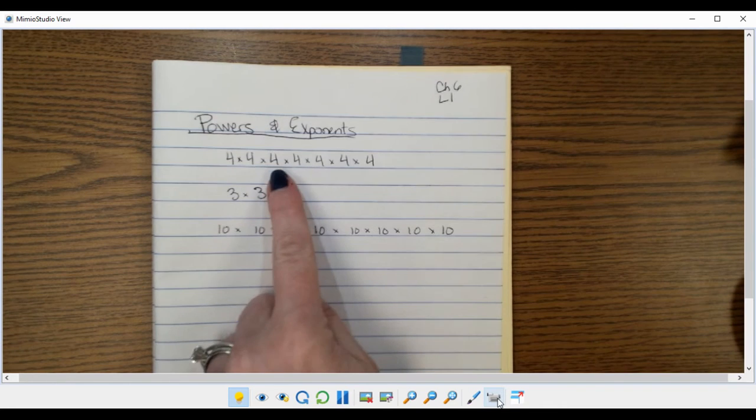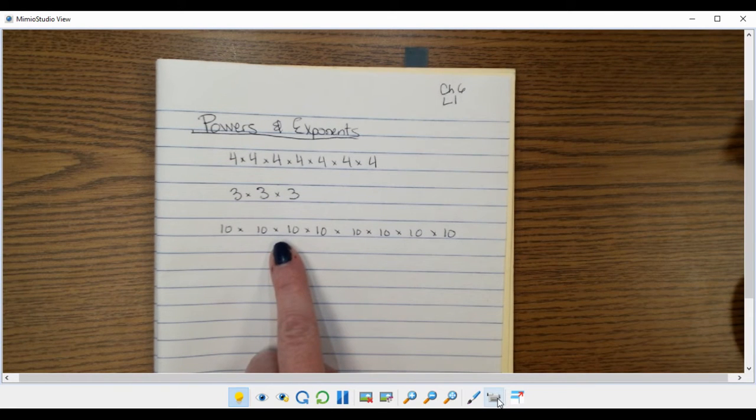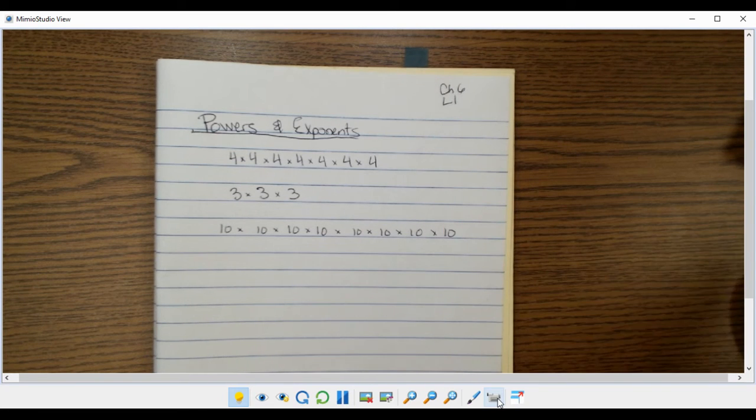So I have here 3 examples for you. This was a pain to write out, I'm not going to lie. There's also a really good chance that I could make a mistake if I was copying a problem, if somebody else was copying it, if I was trying to calculate. So we use powers and exponents as a shortcut.